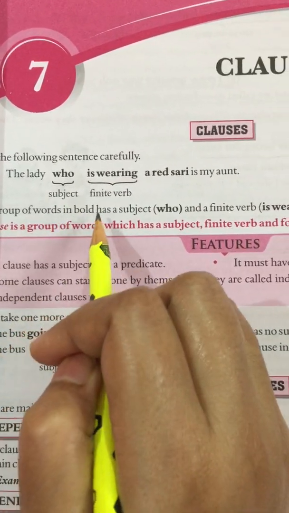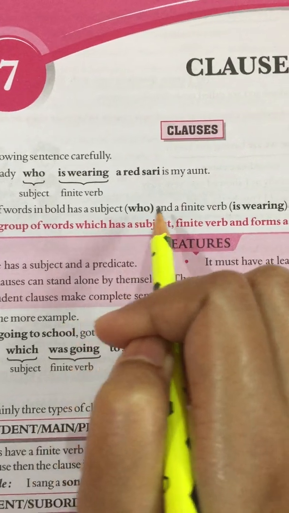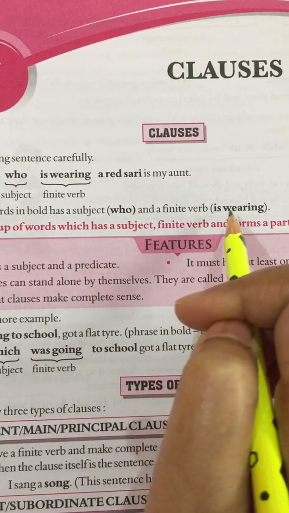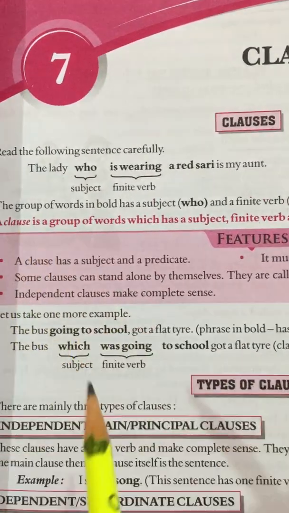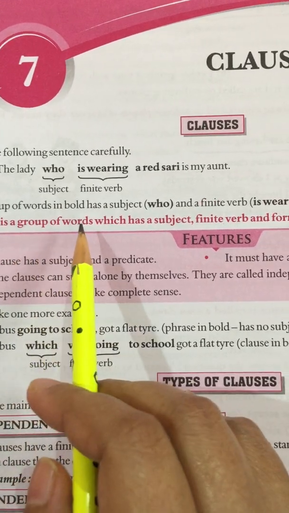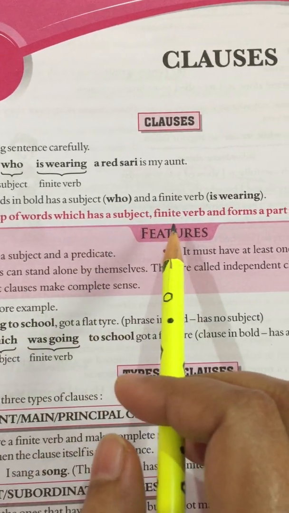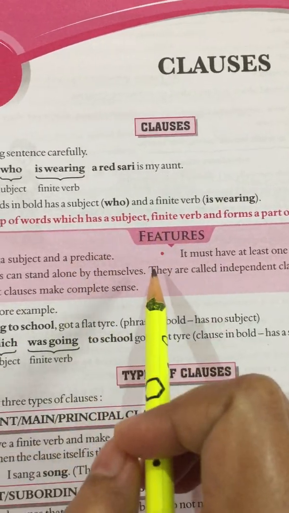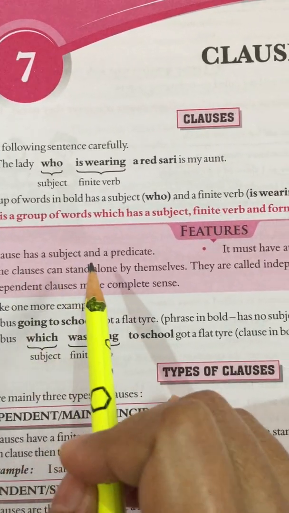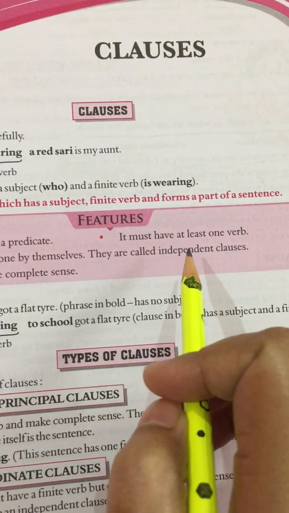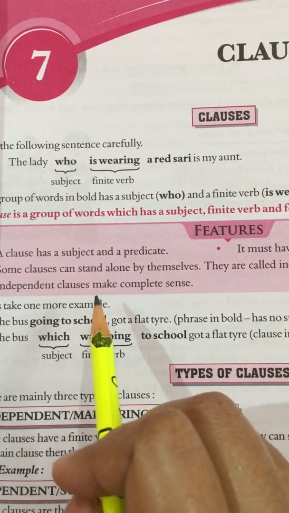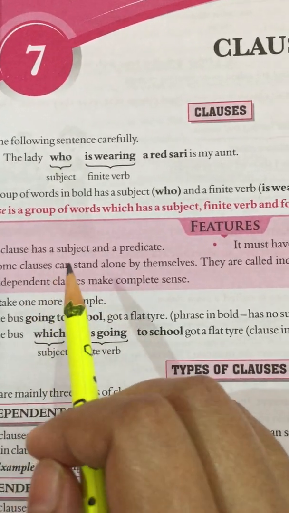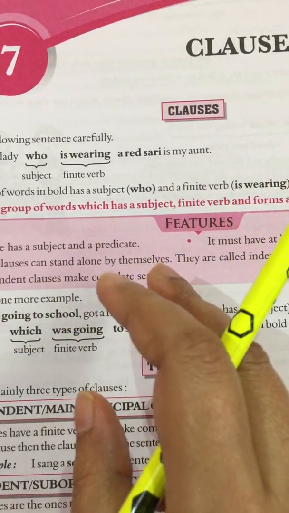The group of words in bold has a subject, who, and a finite verb, is wearing. So the definition of a clause is: it is a group of words which has a subject, a finite verb, and forms a part of a sentence. These are the features. A clause has a subject and predicate. It should have at least one verb. And some clauses can stand alone.